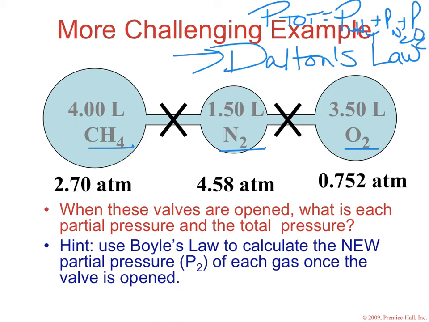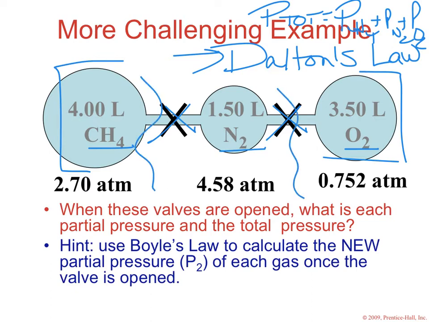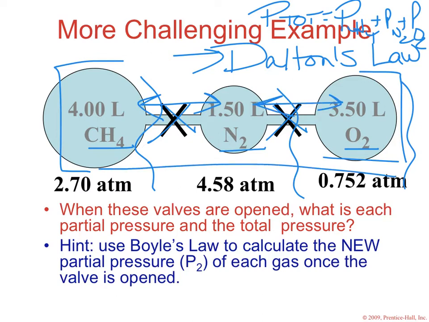But I want you to realize first that you don't have a mixture to begin with. These little X's represent kind of valves in the lines, and they start out being closed. So to begin with, you have three individual gases in three separate containers. Then when we open the valves, all of the gases will be free to move throughout the three containers.